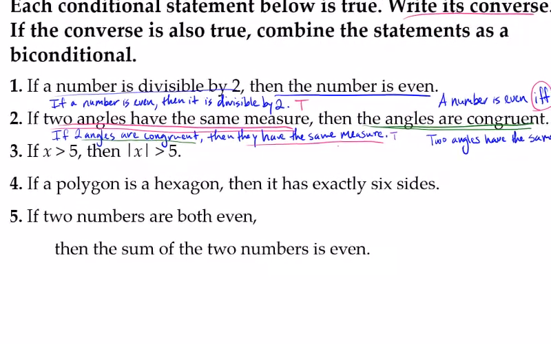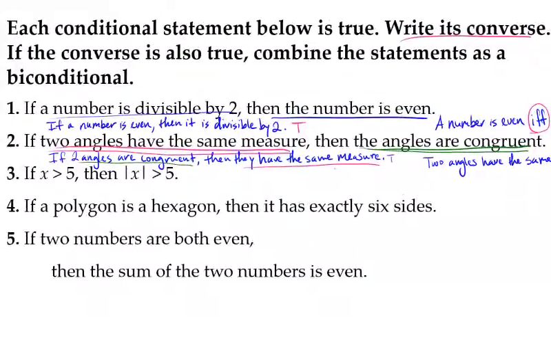All right, let's see the next one. So number 3, if x is greater than 5, then the absolute value of x is greater than 5, right? And that's true. We already know that each conditional is true, but yeah, any number we could plug in for x that's greater than 5, like 6, 7, 8, 9.7, and so forth, the absolute value of those numbers will also be greater than 5. So let's write the converse.